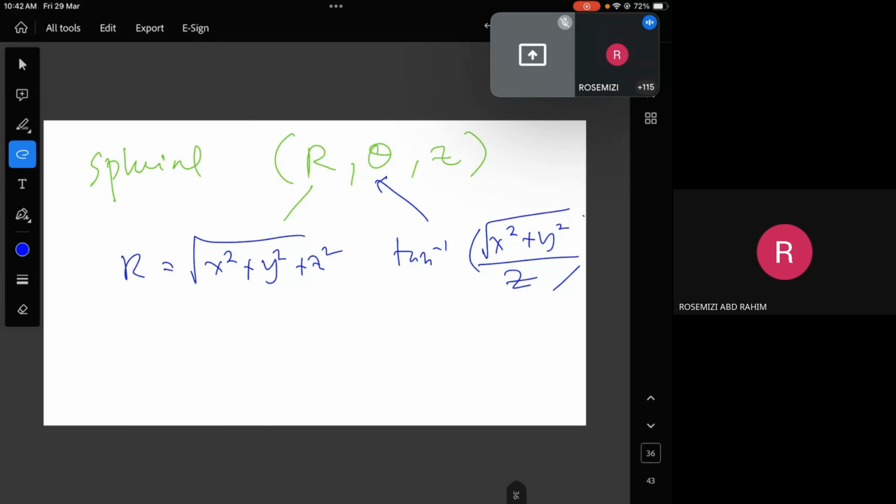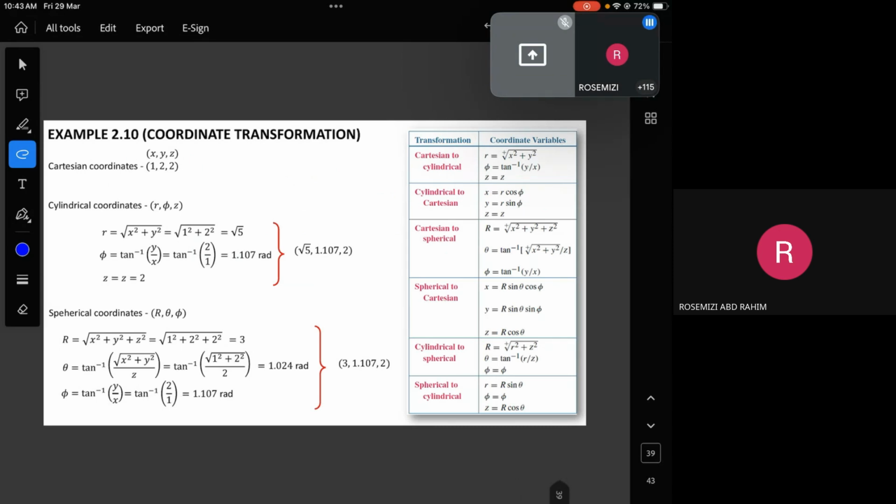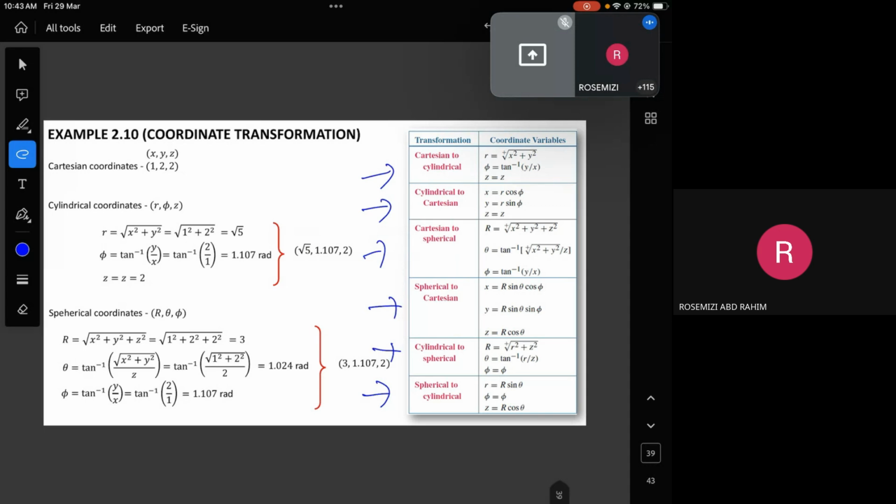Okay. Any question? Okay, this one is the table for the transformation from Cartesian to cylindrical, from cylindrical to Cartesian, Cartesian to spherical, spherical to Cartesian, cylindrical to spherical, and spherical to cylindrical. Okay.